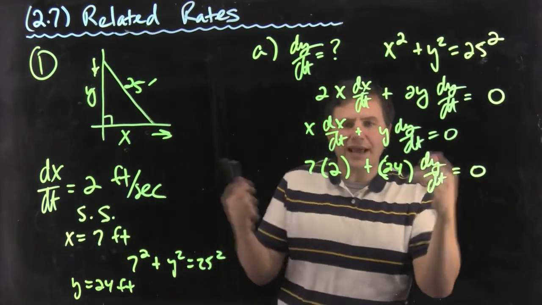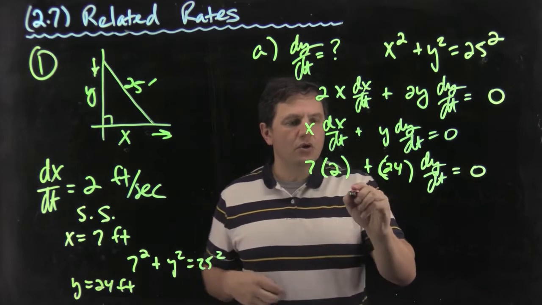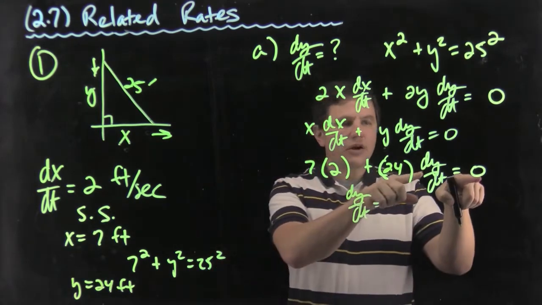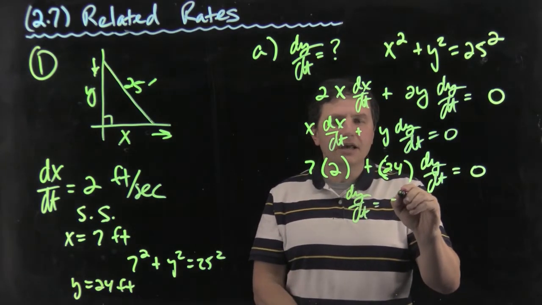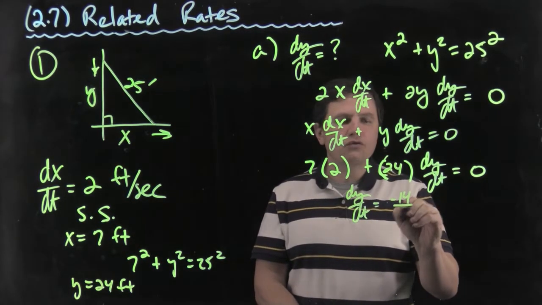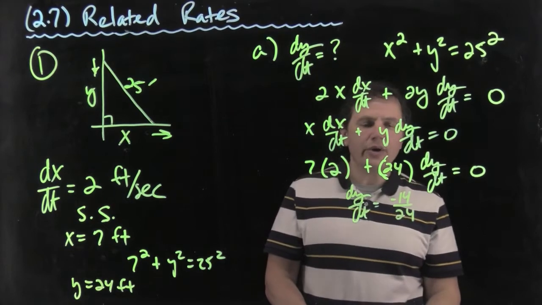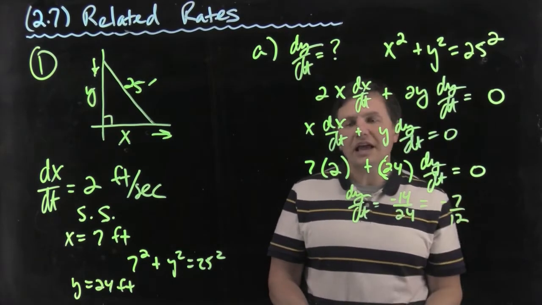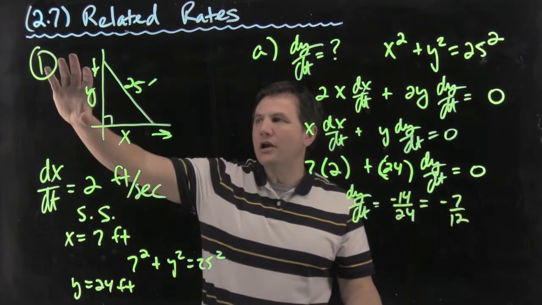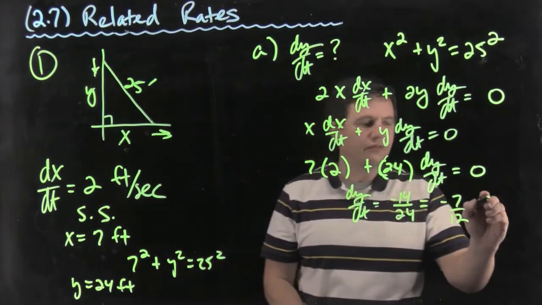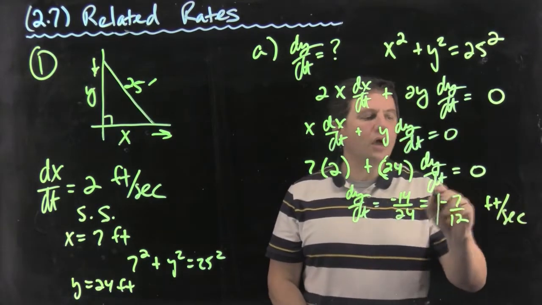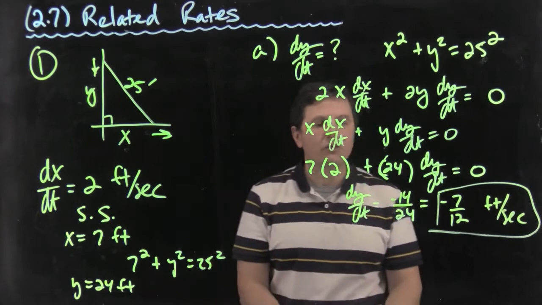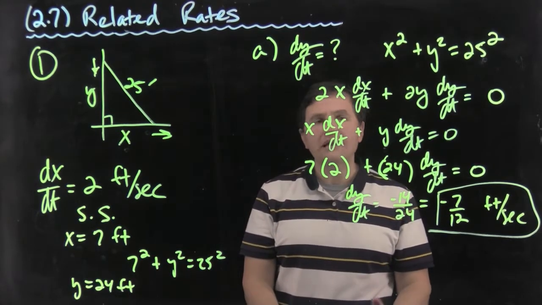This is just like if we had x here. So from here I can just go dy over dt is equal to, we can move that over here, so that would be negative 14 over 24. We can go ahead and simplify this here, so that would be negative 7/12. And then our units, these once again will be our linear units, so this would be feet per second. As I talked about, the reason why that's negative is because y is decreasing over time. Okay, so that's part A done.